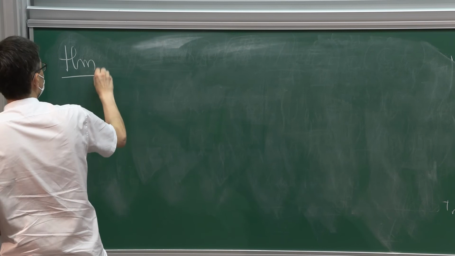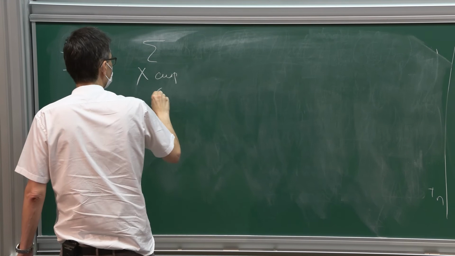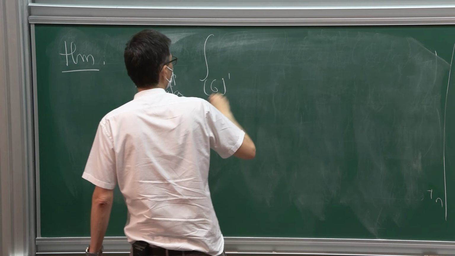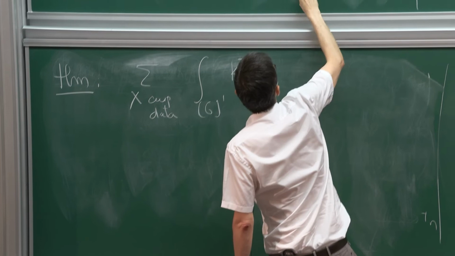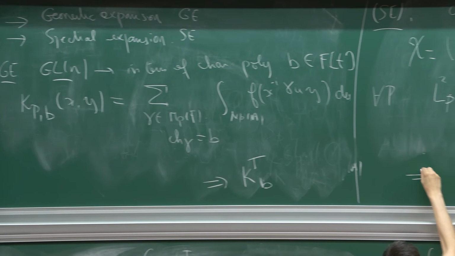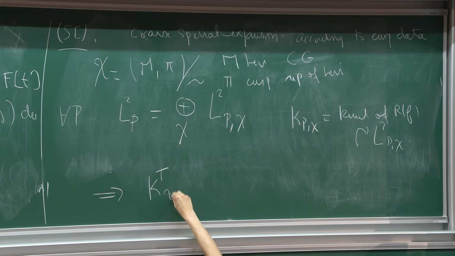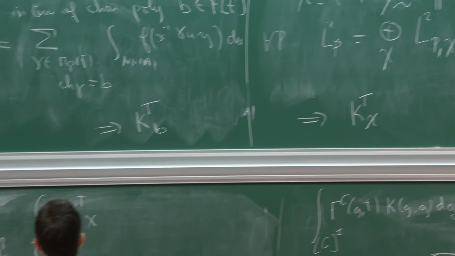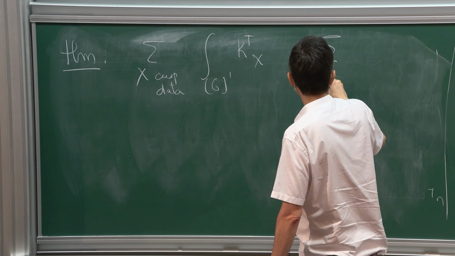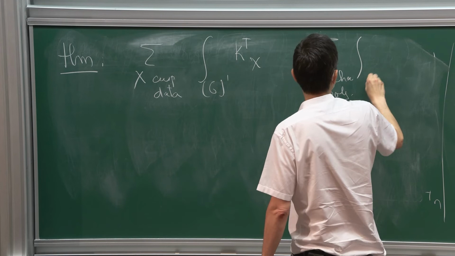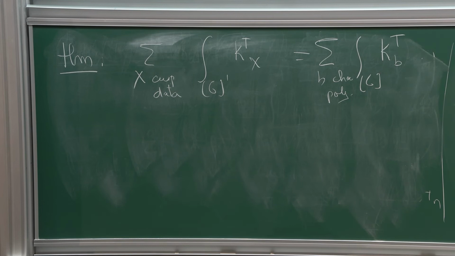If we sum over all cuspidal data of the integral over J of, with the same recipe, the modified kernel attached to B, and here with the same recipe the modified kernel attached to the cuspidal datum K, we have this expansion, where B is the characteristic polynomial. And each sum on both sides is absolutely convergent. So this is integrated over the diagonal.